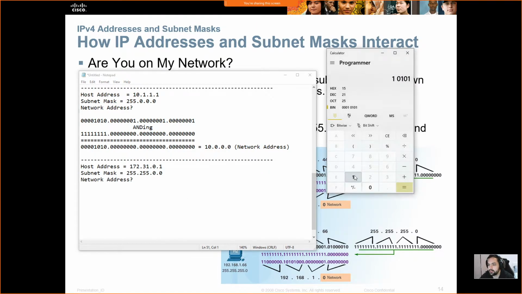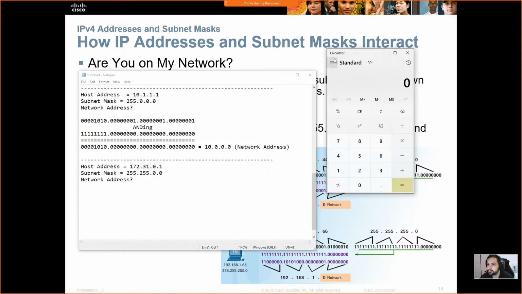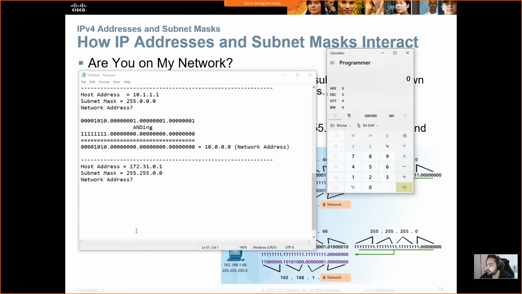So basically, let's find out the 172 first so that we can write it down. So 172. What's going on with my calculator? I changed to bit. Okay, someone actually sent a message. Let's get going. 172 will be 10101100.